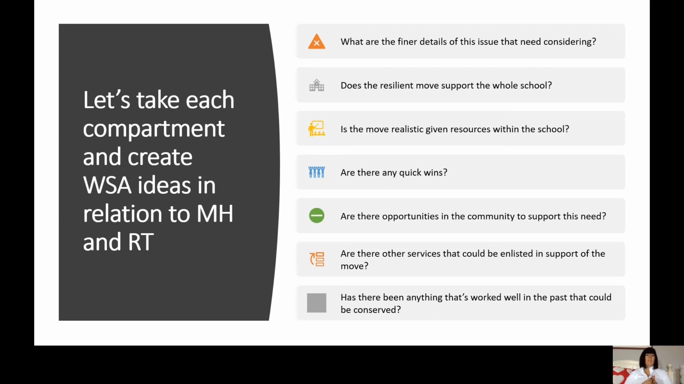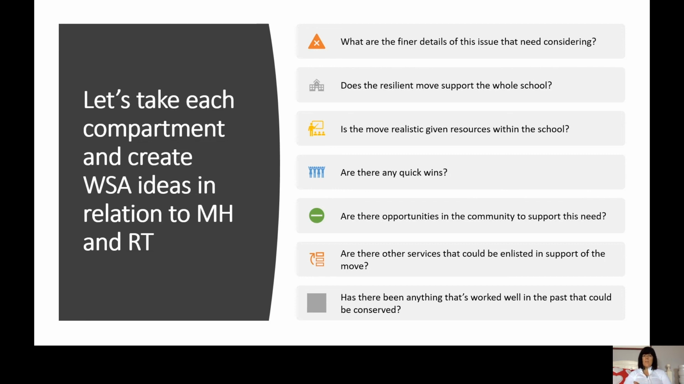And then maybe looking at your school as a whole and thinking about how many children you are aware of that are in those kinds of contexts. So what can be done on an individual level, but also does the resilient move support the whole school? Is what you're thinking about realistic given the resources available in the school, or does it mean being a bit more creative, seeing who's up for being part of a community of parents project where parents help each other out? Is there the energy for that in the school, do you think?